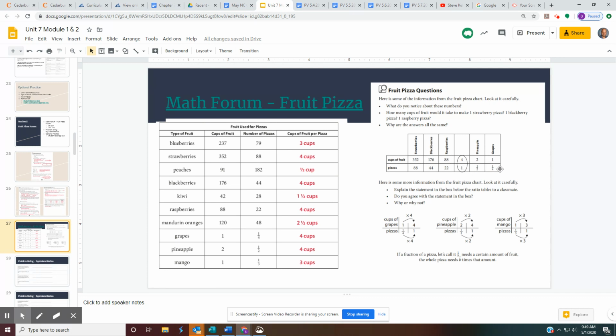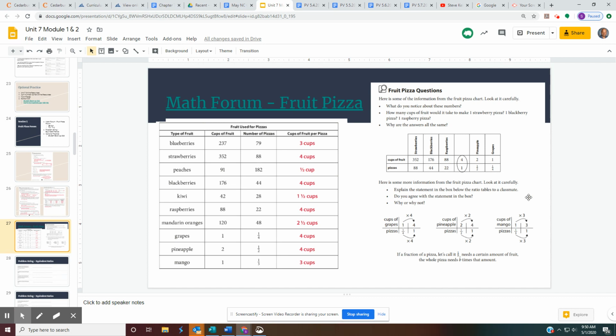As long as you go up and down and you multiply or divide by the same number, you have an equal ratio. Again, if we look at the grapes, if we have 1 cup of fruit for grapes, that equals 1/4 of a pizza, right? Because we're dividing the 1 by 4. And the other way around, if we are taking our 4 and we're going to 88, we can realize that 4 goes into 88 22 times. So 1 times 22 is 22 pizzas. So if we have 88 cups of raspberries, we can make 22 pizzas. All right, and so on.